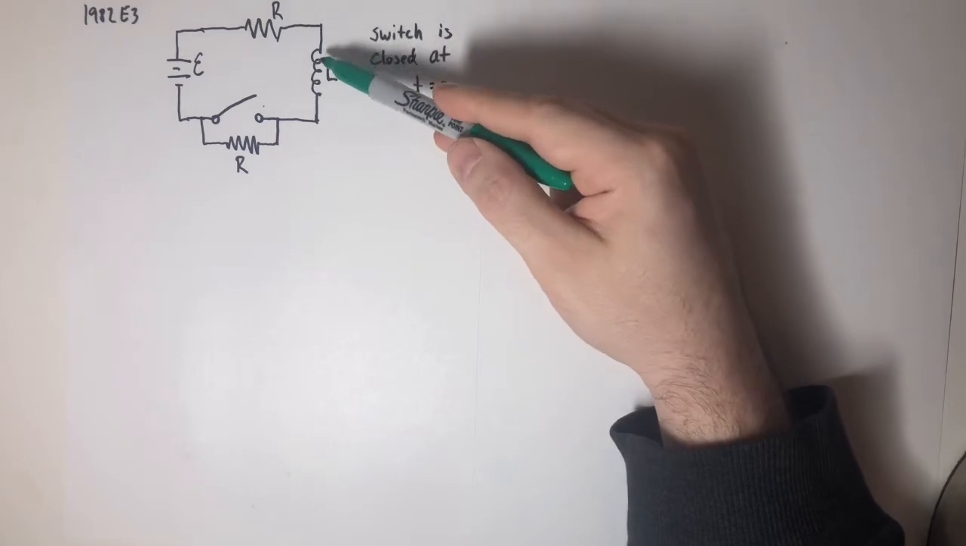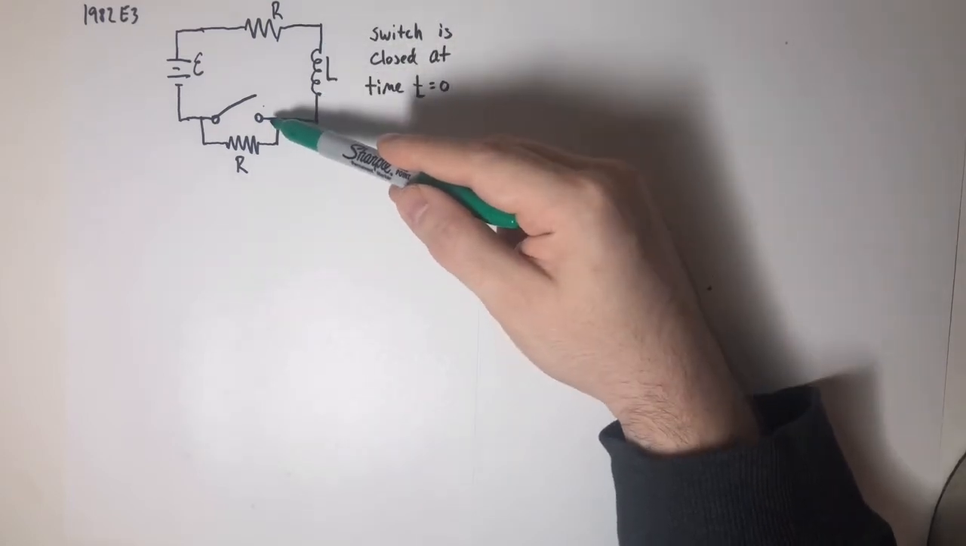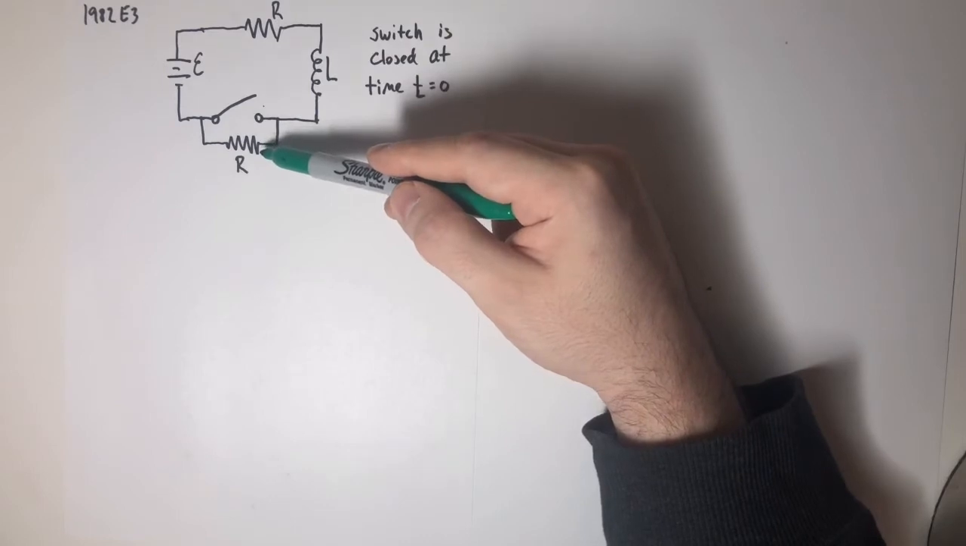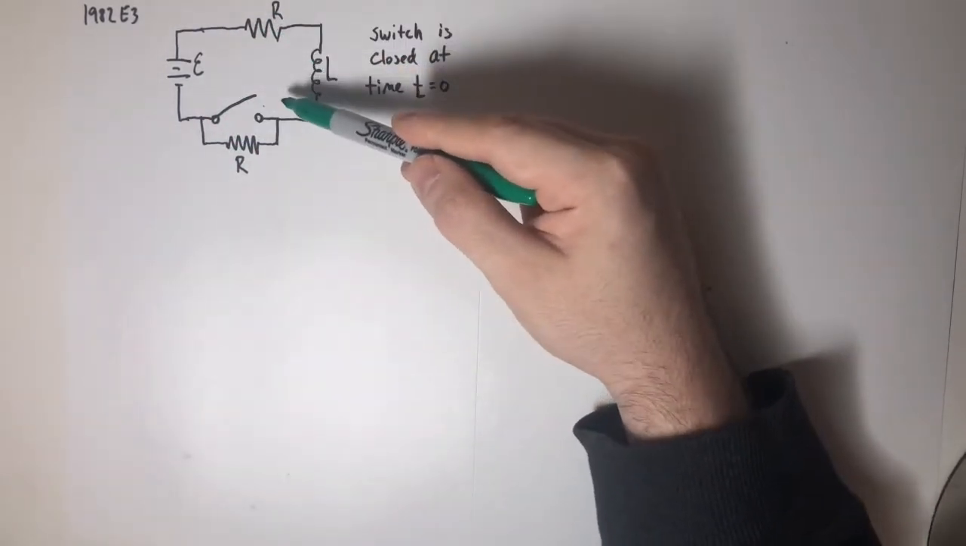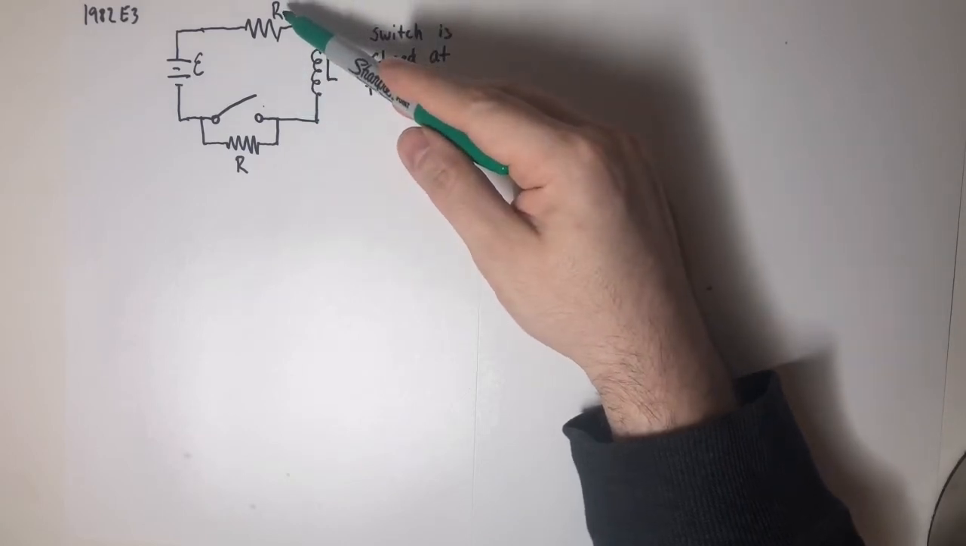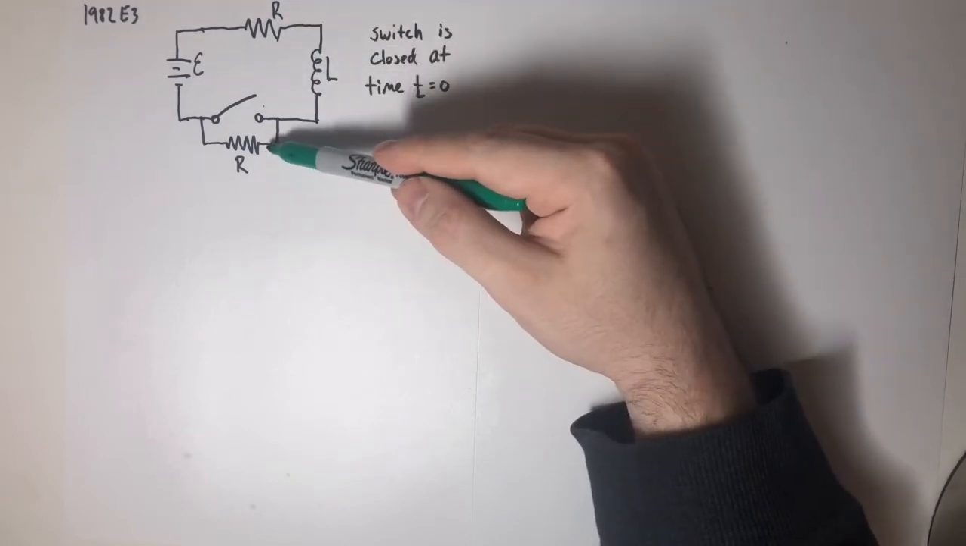However, after a long period of time, if the switch were open, let's say, then R and R would just be in series with each other, and this would be a fairly simple circuit. You could simply get the total current by dividing the EMF of the battery by 2R, because these two resistors are in series.